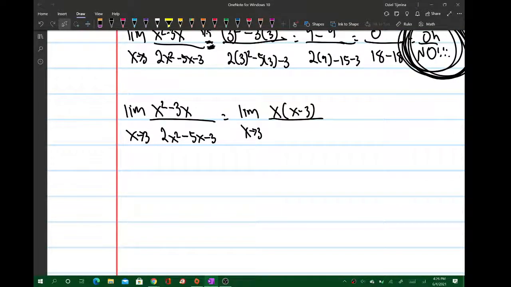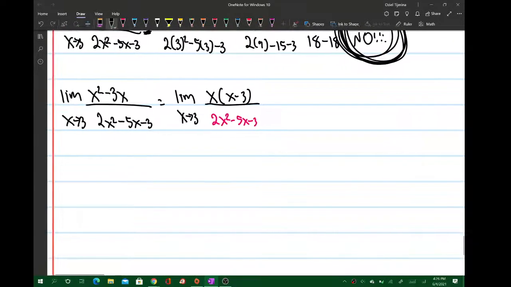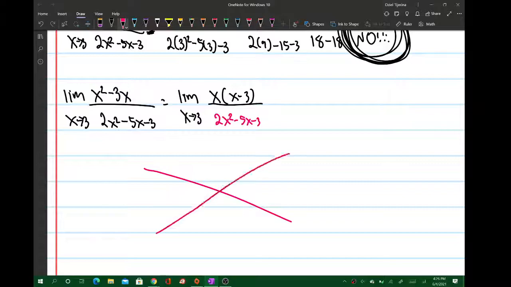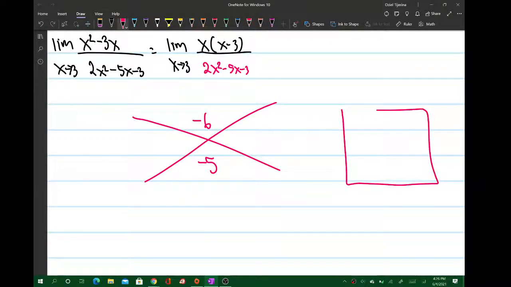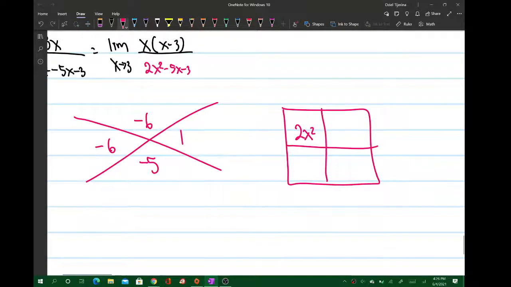The bottom, I'm going to just go ahead and do it this way. So the bottom is going to be, we're going to factor it out. 2 times negative 3 is negative 6, and then we have negative 5. And we're going to do the box method as well because a is greater than 1. So we have, here goes 2x squared, and then we have two numbers that multiply to negative 6 and add to negative 5. All I can think of are negative 6 and 1.